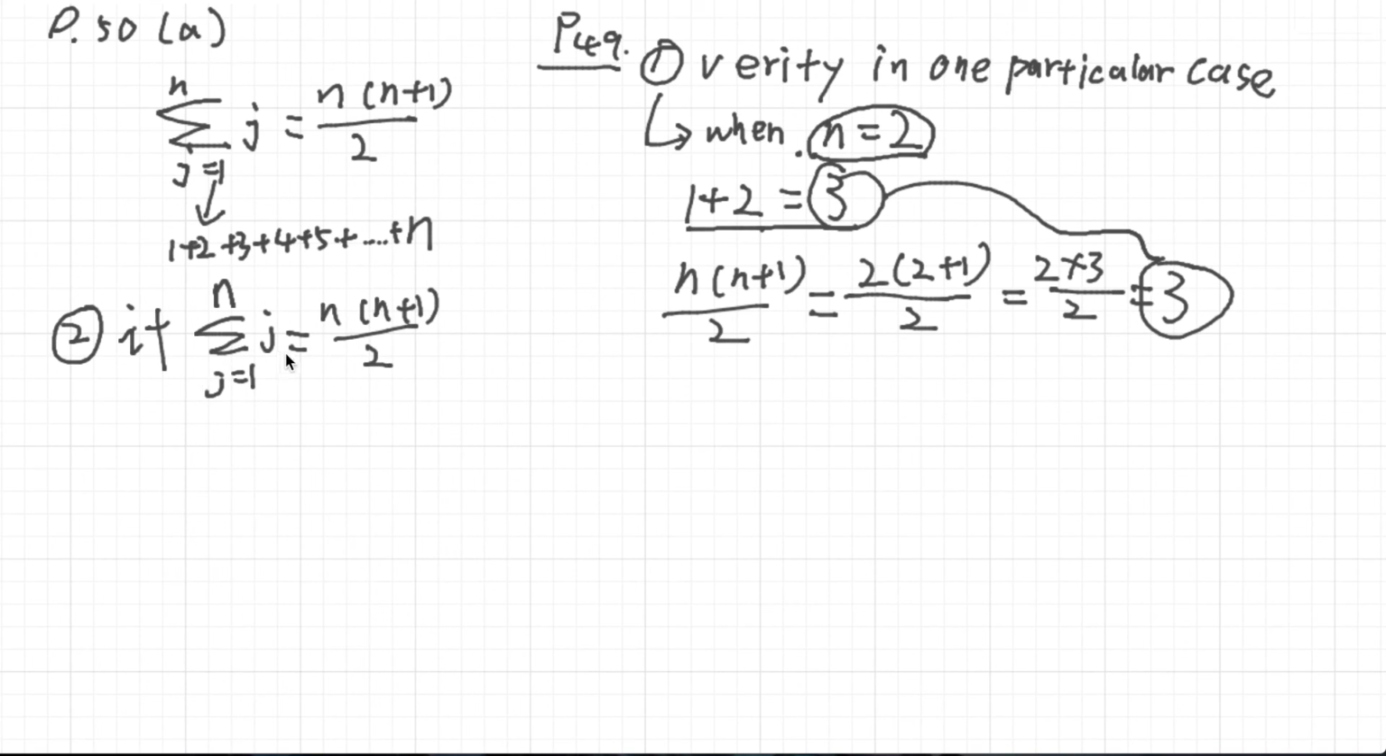So we assume that this equality holds. Just put a check over here. And then we have to prove that, what are we trying to prove? We're trying to prove that if you put n plus 1 in the place of each n, if you increase n by 1, the equality will still hold.